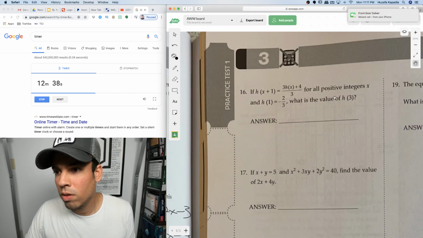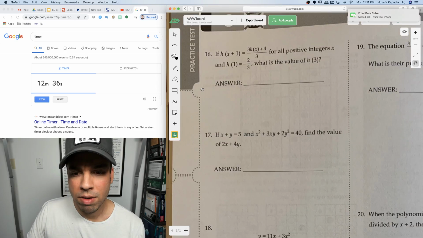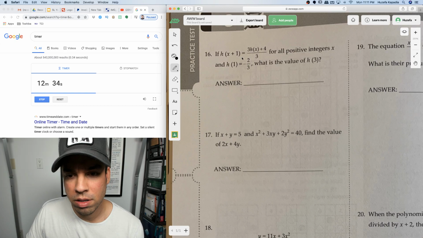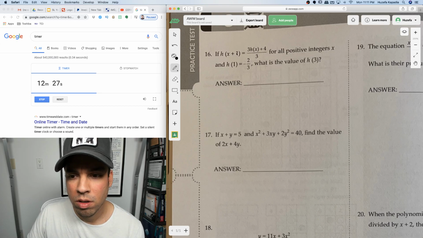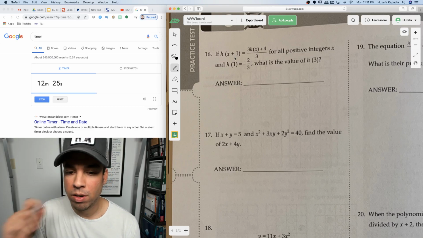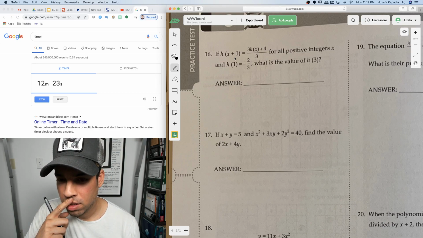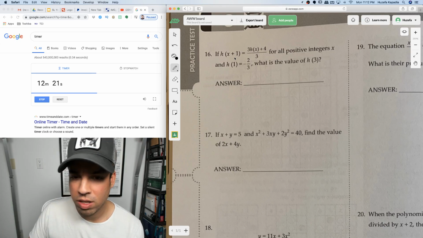All right, 16. If h of x plus 1 is this for all positive integers and h of 1 is 2/3, okay, what is the value of h of 3? All right, hold on, let me think about this for a second. H of 1. So that means 0. So that means I'm plugging in 0 for x.